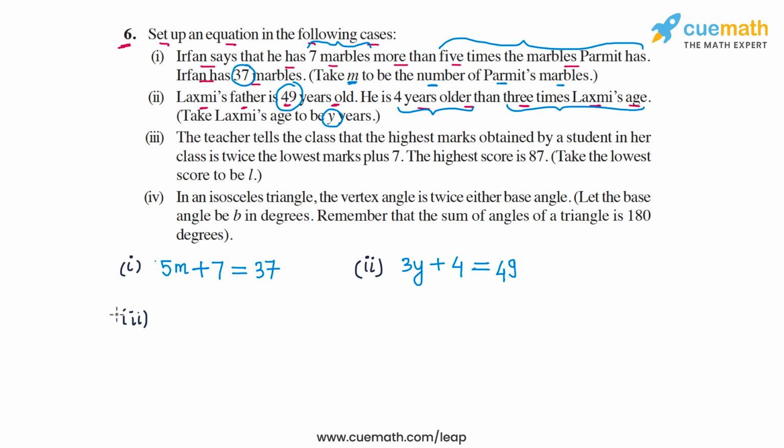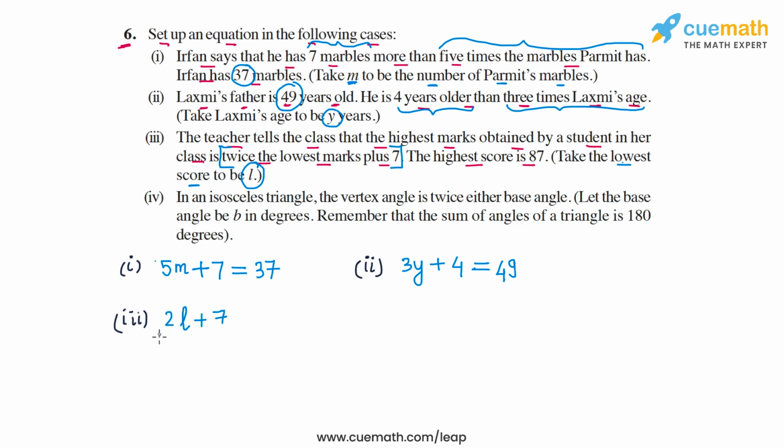In part 3, the statement says the teacher tells the class that the highest marks obtained by a student in her class is twice the lowest marks plus 7. The highest score is 87, and we are told to take the lowest score to be L. The variable is L. So let's write the highest score in terms of L. We know that the highest score is twice the lowest marks plus 7. So twice the lowest marks is 2L, plus 7 is 2L plus 7.